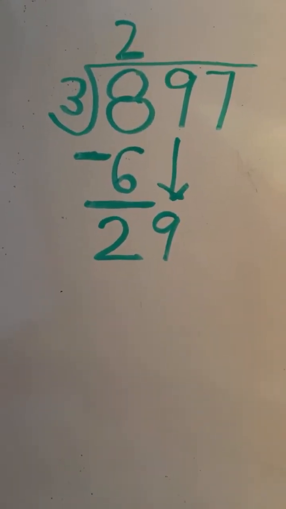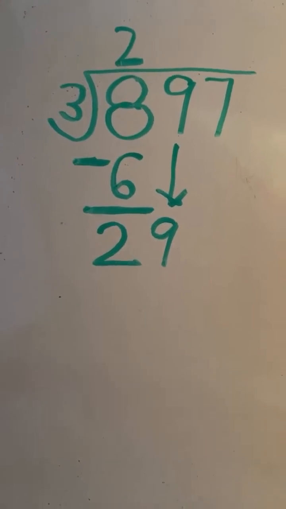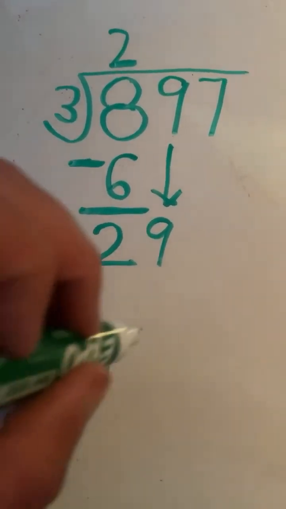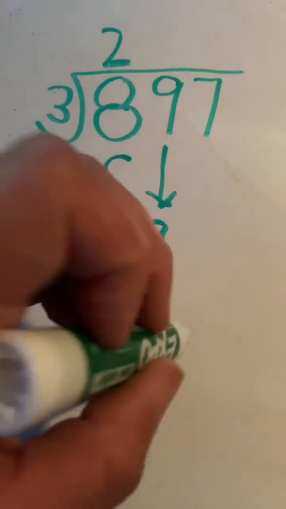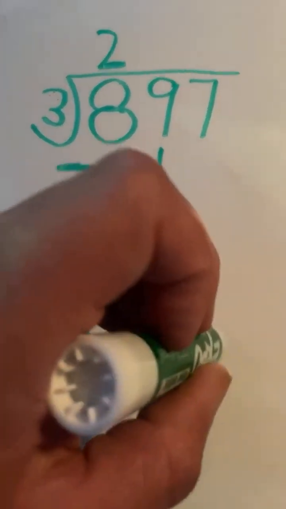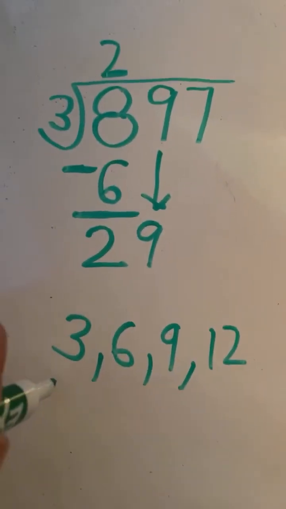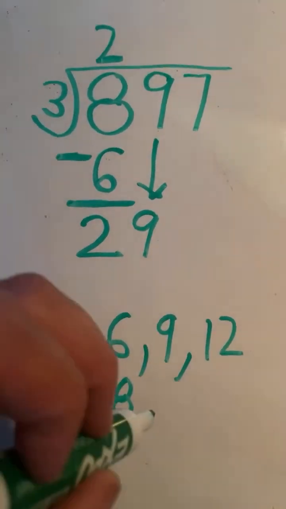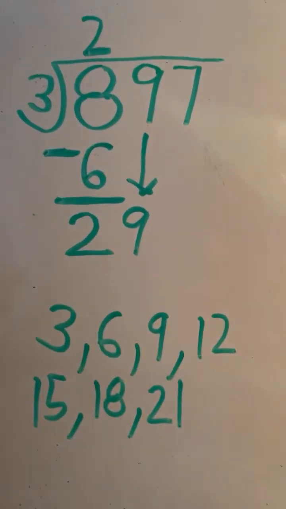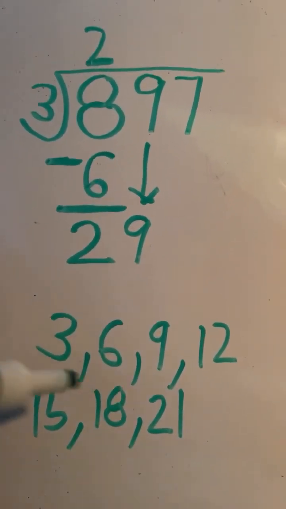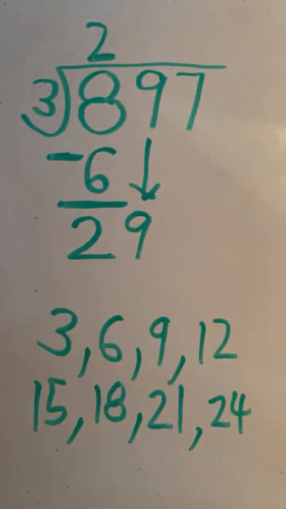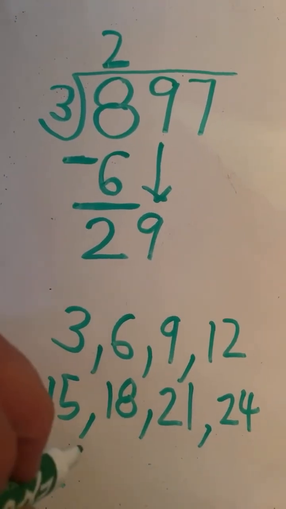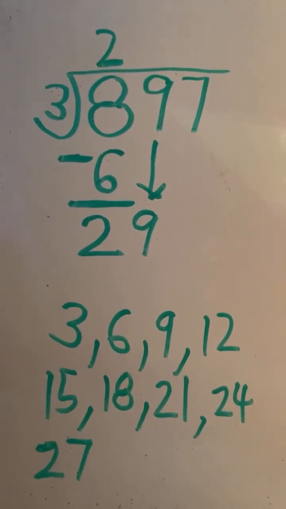So now we're going to count by 3s. We need to figure out how many groups of 3 go into 29. 3, 1 group. 6, 2 groups. 9, 3 groups. 12, we are now at 4 groups of 3. 15, we are at 5 groups of 3. 18, we are at 6 groups of 3. 21, we are at 7 groups of 3. 24, we are at 8 groups of 3. 27, we are at 9 groups of 3.